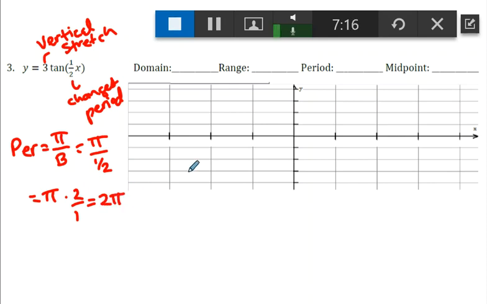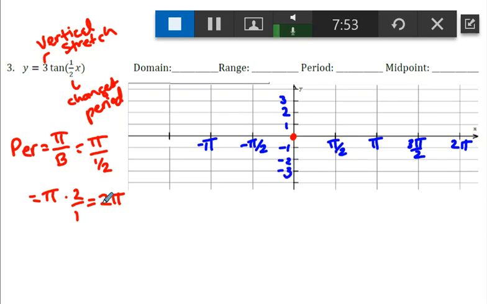Okay, what did I just tell you is the first thing we have to transform? The midpoint. Very good. So my midpoint is stretched by 3, but what's 0 times 3? 0. So my midpoint's going to stay at 0. Let me label my axes before I move on. Pi over 2, pi, 3 pi over 2, 2 pi, negative pi over 2. Okay, and 1, 2, 3.